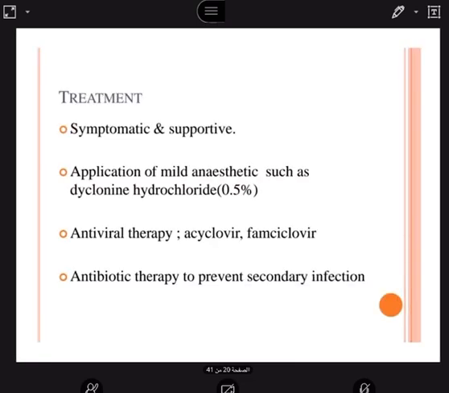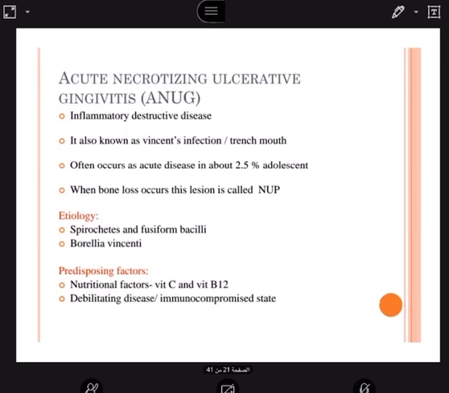Treatment, as I told you, is symptomatic and supportive only. Ask the mother to keep the child hydrated, because there is a high chance of dehydration with any viral disease. Apart from that, for pain, you apply mild anesthetics such as dyclonine hydrochloride 0.5 percent. You can give antiviral drugs like acyclovir, famciclovir, etc. But even if you give them, it will run its due course. Antibiotic therapy: usually with any viral infection you will find secondary bacterial infection, so you can give antibiotics as well.